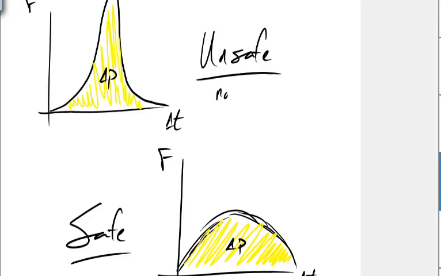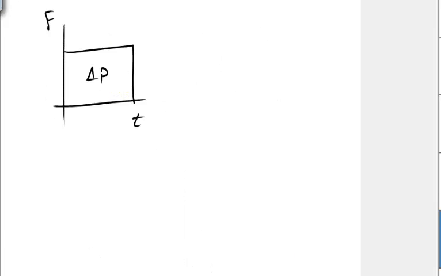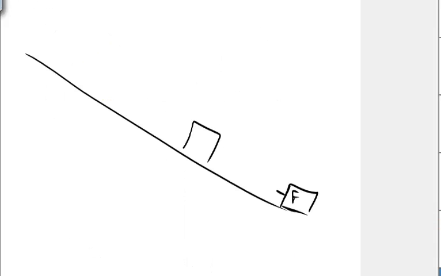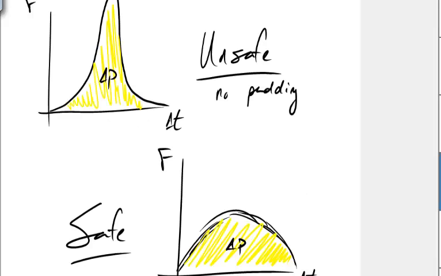So no padding. Or if there was some sort of frilly bumper on the front of it, maybe, and it smashed in, the momentum change was exactly the same, but it's a safer crash because my graph looks like this, and in this case we had padding. It all ties together.